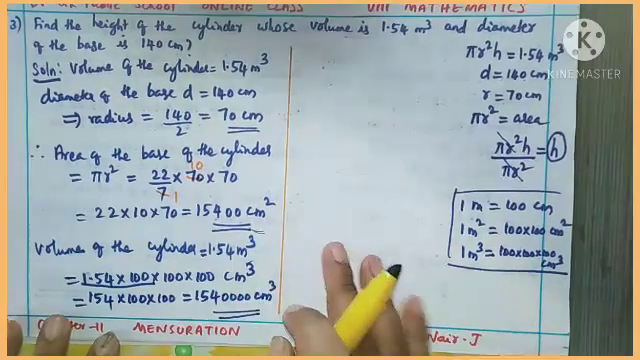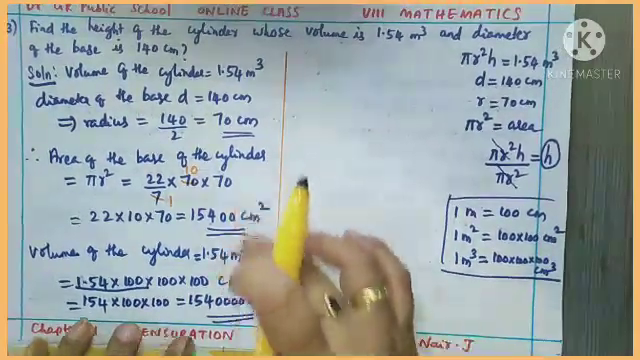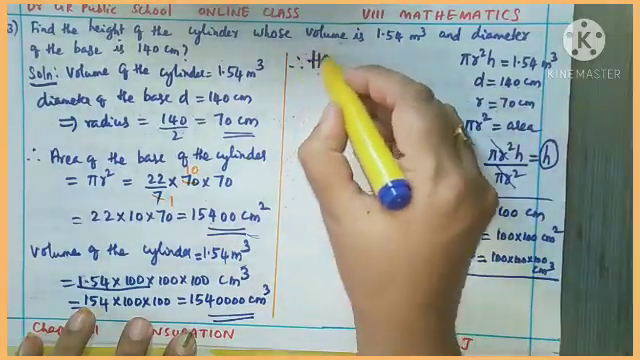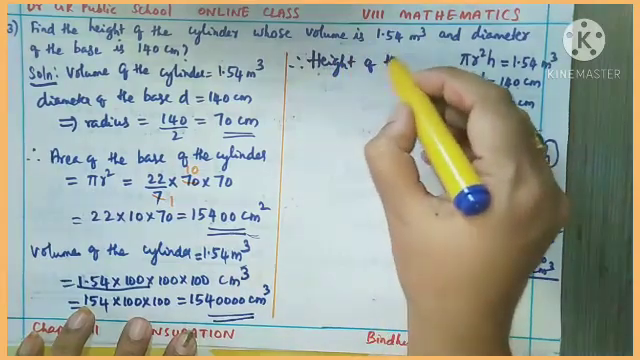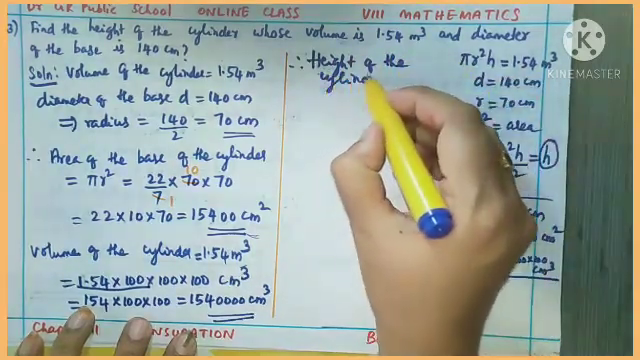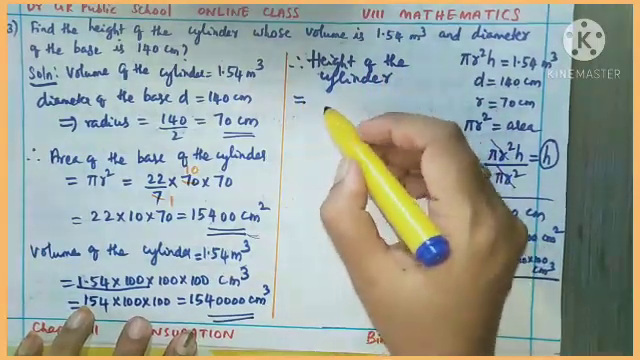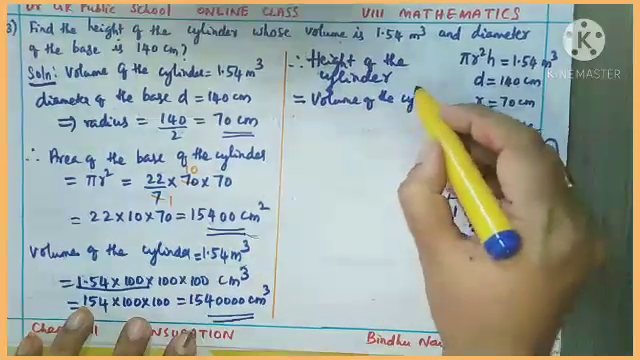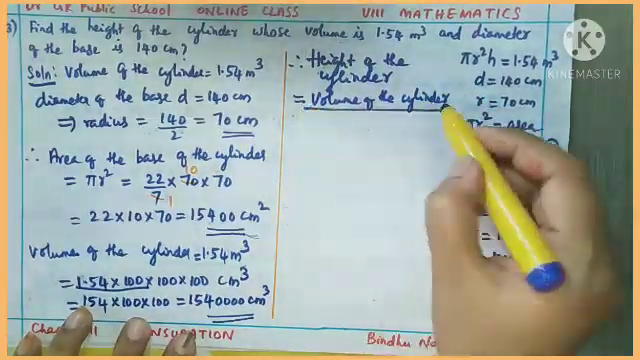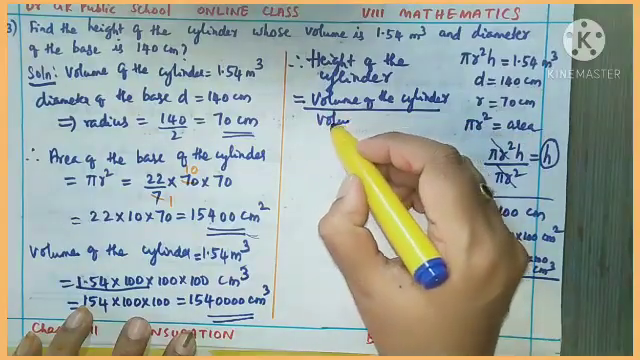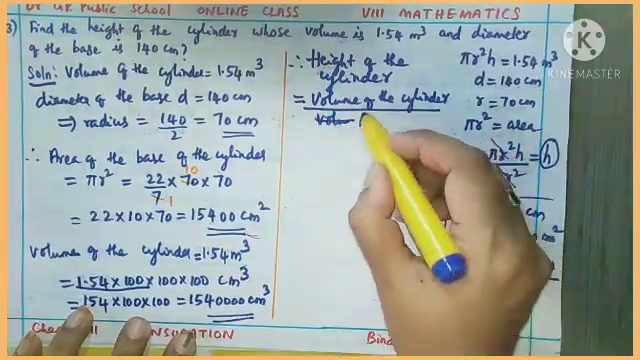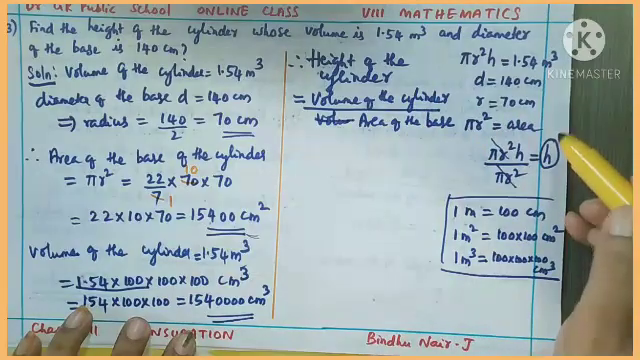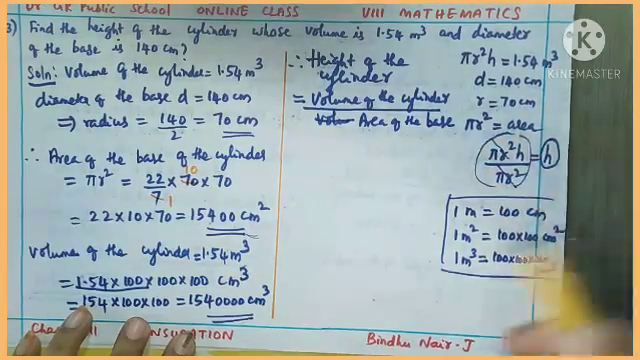Now we are going to find the height of the cylinder by dividing these two answers. Okay. So next step is, therefore, height of the cylinder is equal to volume of the cylinder divided by area of the base. Why we are dividing? I showed here, because we will get the height of the cylinder.